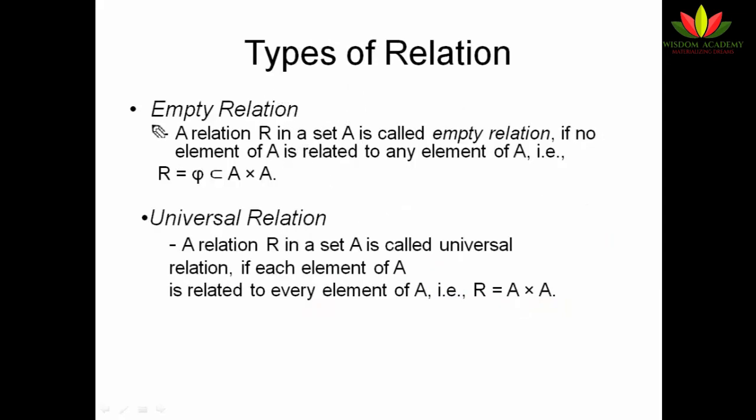Types of relation. The first relation we are going to see is the empty relation. From the name empty, there is not going to be any relation. That is, I can't form any relation from the set which is given to me. If I take a set A, consider that it's a classroom full of girls. We have 20 girls, okay.